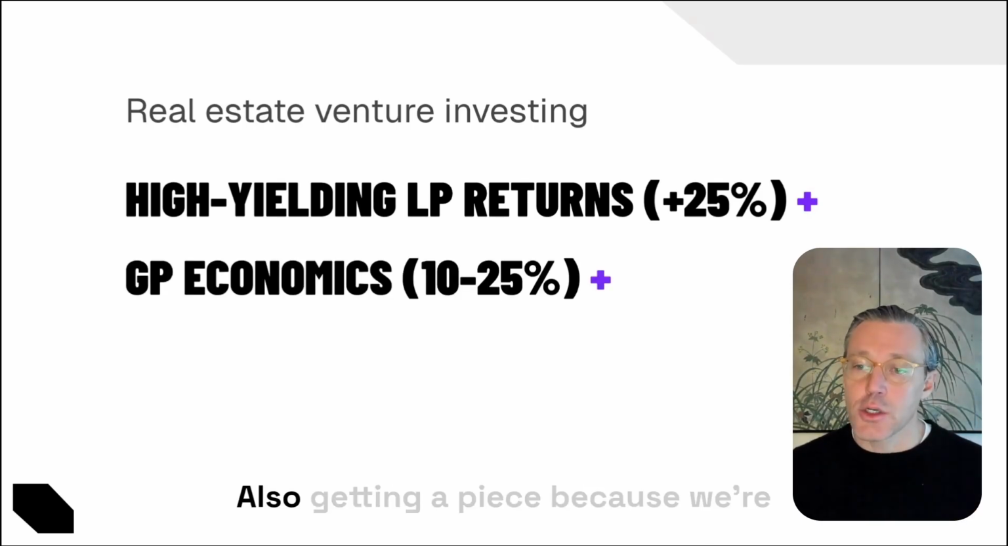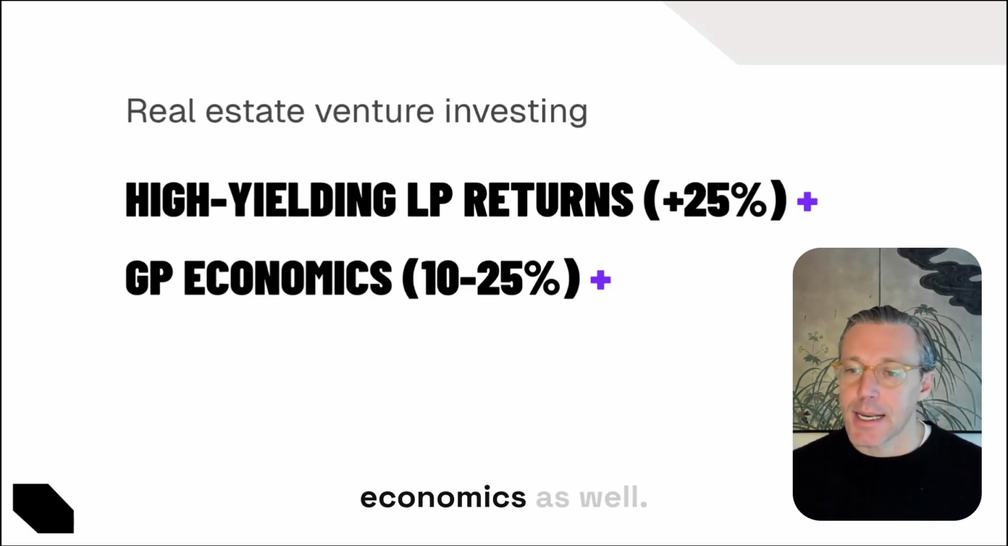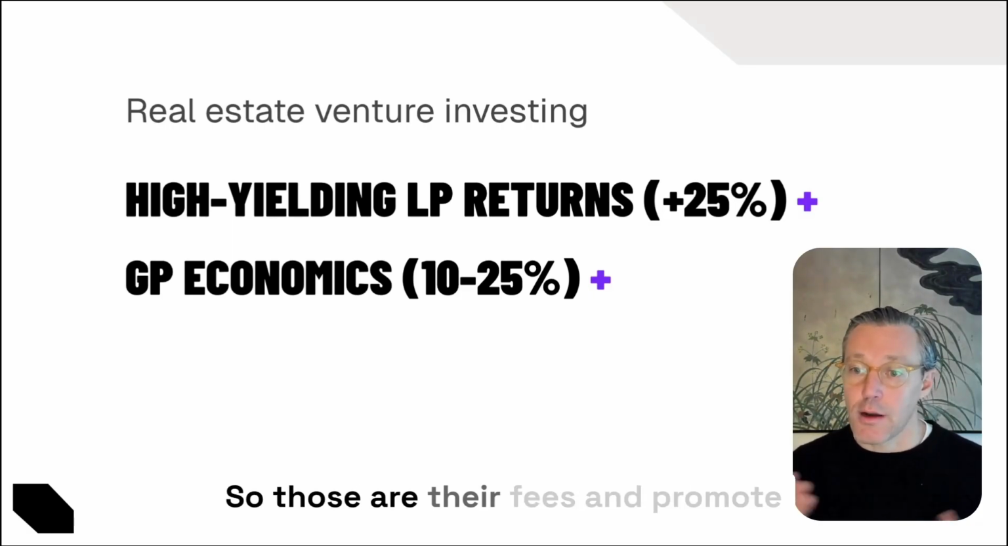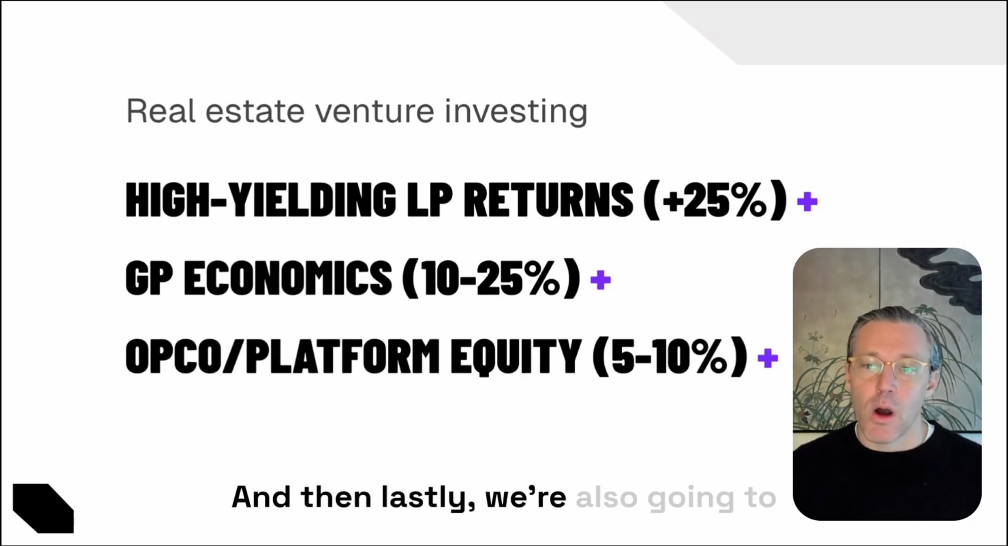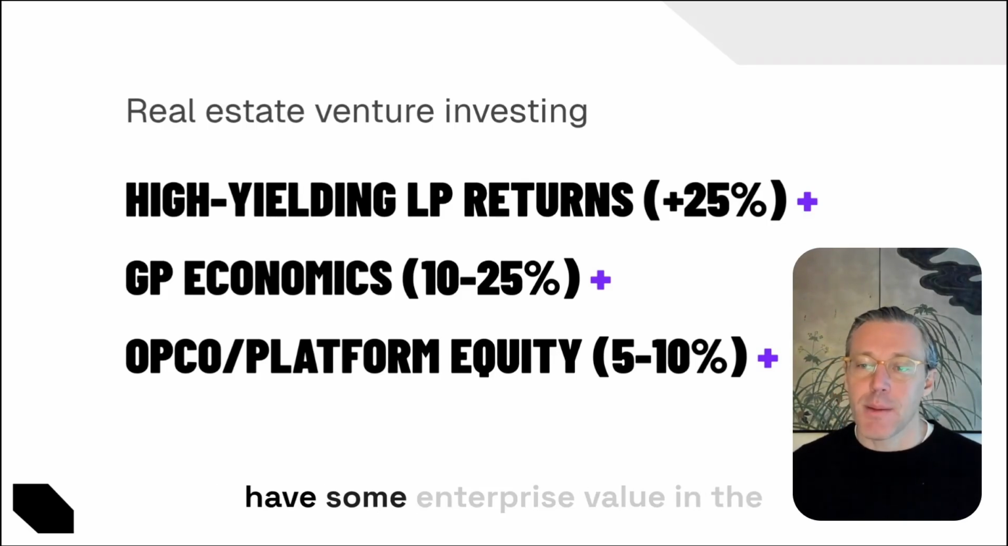Then we're focused on also getting a piece, because we're investing in these higher yielding, more niche deals. We're taking a piece of the GP economics as well. So call that typically 10 to 25% of the GP's economics. So those are their fees and promote that they're receiving. We're going to layer that on top of our LP returns. And then lastly, we're also going to take a piece of an operating company or the platform itself that will have some enterprise value in the future.